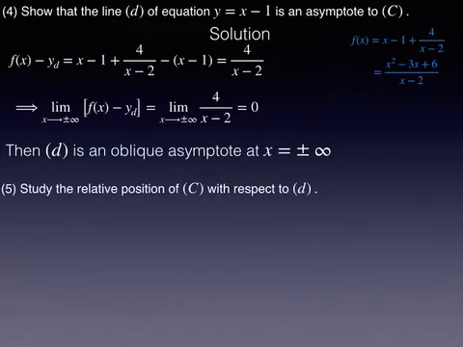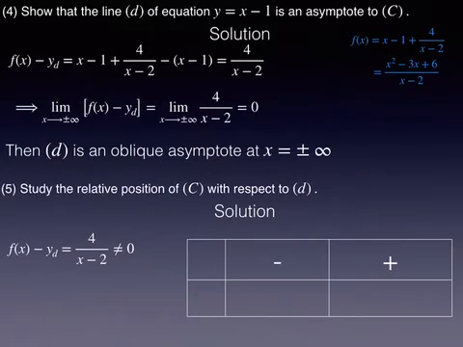Part 5 is to study the relative position between the curve C and the straight line D. The first step is to draw a sign table for the simplified expression of f(x) minus y_D. So f(x) minus y_D equals 4 over x minus 2. So you draw a table. First you plot the domain of definition, which is between minus infinity and 2 and between 2 and plus infinity.